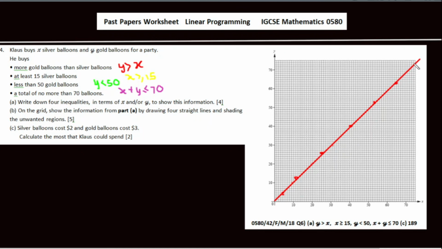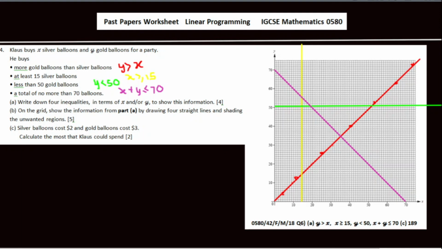Okay. Next, it's X is greater than or equal to 15. So this line at 15. And then it's Y is less than 50. So it's going to be this line. And then X plus Y is less than or equal to 70. I'll just quickly draw this line. It's the line Y equals minus X translated 70 units up. So it's this line.